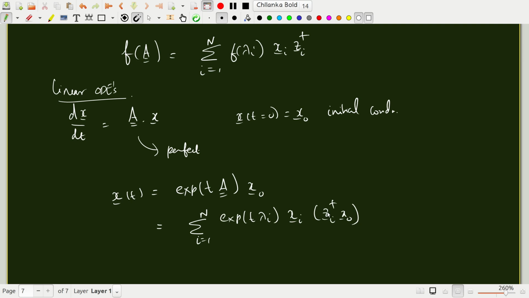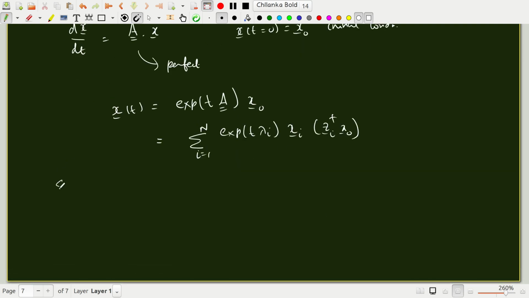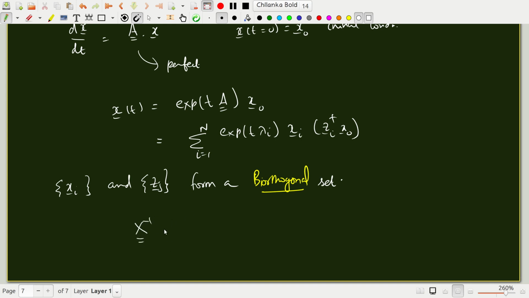x naught. Okay, we say that the original basis and the reciprocal basis form a biorthogonal set. Now you can also show further that you can also diagonalize a perfect matrix using the same idea. X inverse A X is equal to Lambda. This is a purely diagonal matrix with eigenvalues along the diagonal. Okay, that's the same idea.